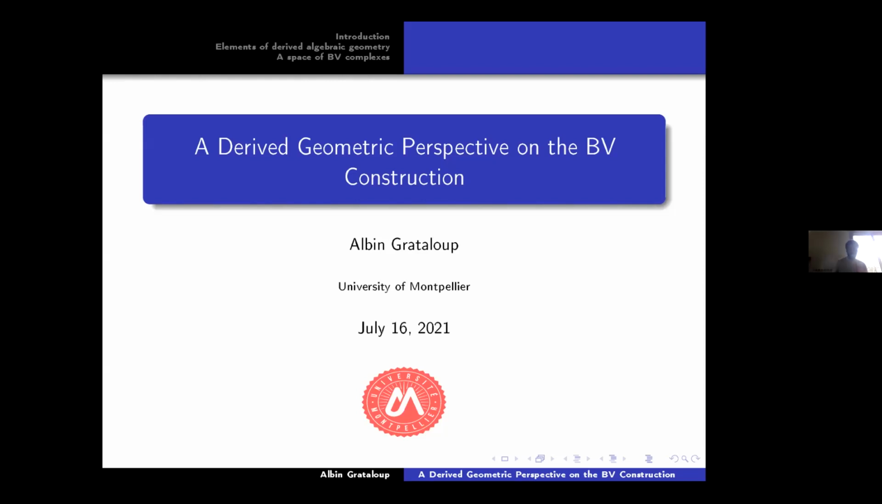So first of all, what I'm going to talk about is mostly still work in progress. It's going to be mostly around toy models and trying to reconstruct things which are already known, but in a different way, so that we can then try to generalize. Today will be very much toy models. The idea will be to try to understand this homological BV construction through a derived geometric perspective.